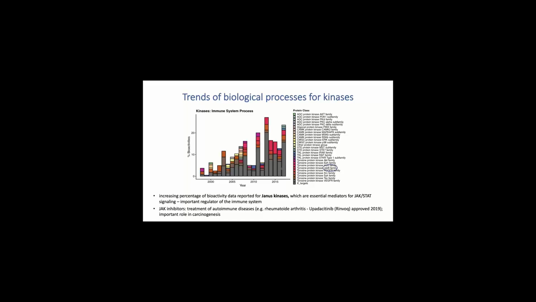Janus kinases are non-receptor tyrosine kinases, so they are essential mediators for downstream signaling. Really important for the immune system. So it really makes sense, what we see.